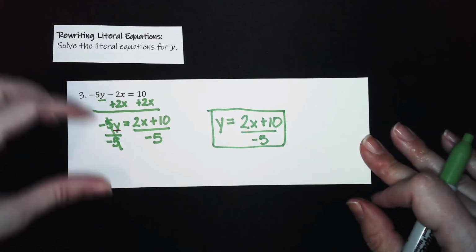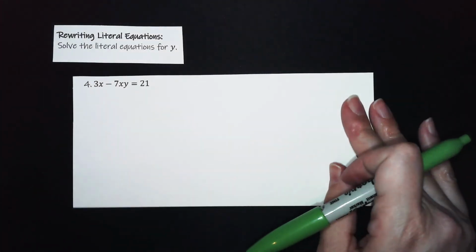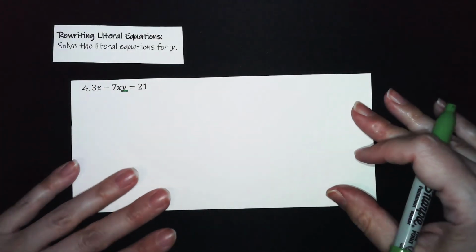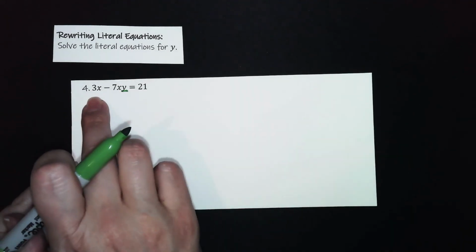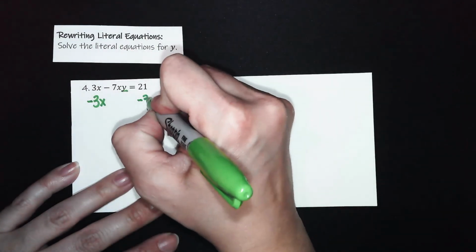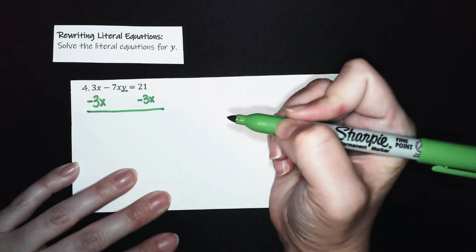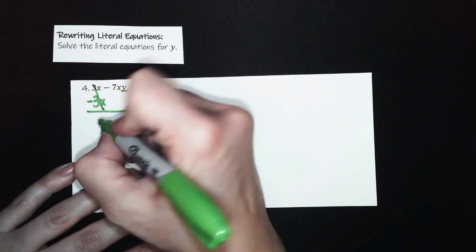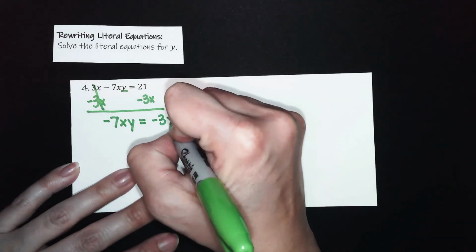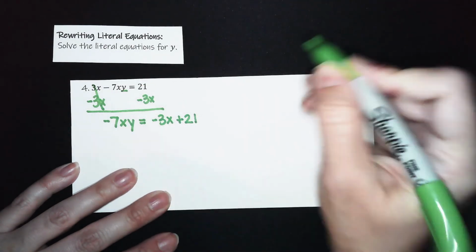All right, so let's try number 4. All right, again, we need to find y. Here's y right there. So let's start farthest away from it and get rid of the 3x. So I'm going to subtract 3x. Okay, these cancel. I get -7xy equals a -3x plus 21.